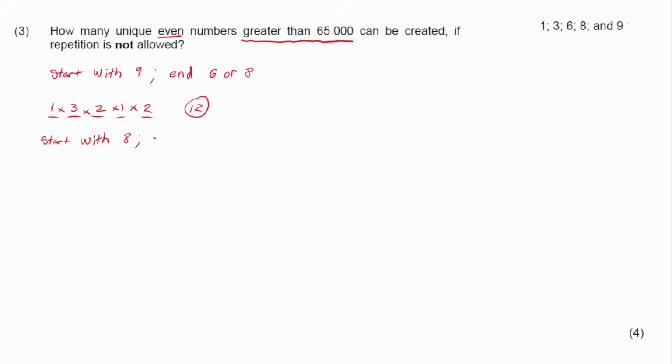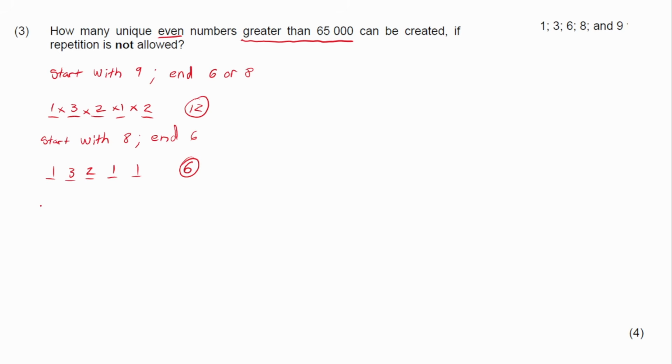So if we start with an 8, we have to end in a 6 to make it even. So if we do our placeholders, we start with an 8, one option, and we end with a 6, one option. So now we're left with 3 options here, 2 options there, and 1 option there. So that gives us 6 possible options over here, if we start with an 8 and end with a 6.